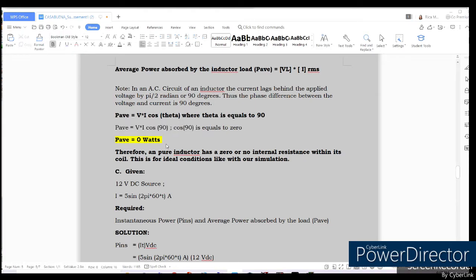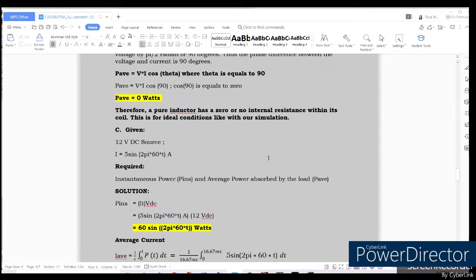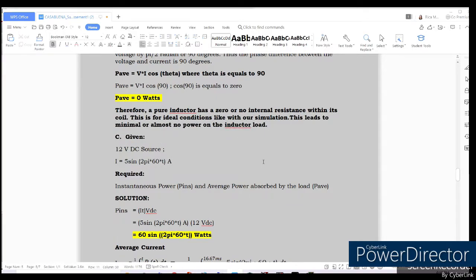This gives us an idea that a pure inductor, meaning there is no resistance in series with our inductor, just like in our simulation, has zero or no internal resistance within its coil. This is for ideal conditions like with our simulation. So there will be no power across the inductor in an ideal condition. Thus, if it is a pure or ideal inductor with no internal resistance, this will lead us to minimal or almost no power on the inductor load. So that's our part 2.